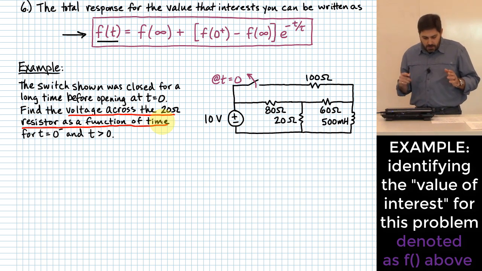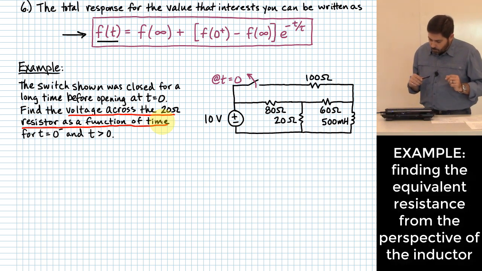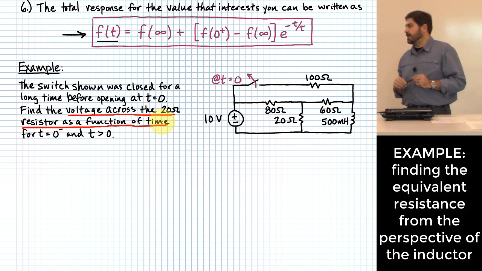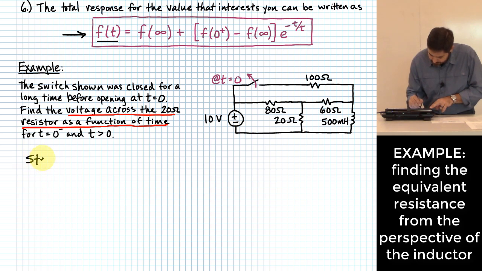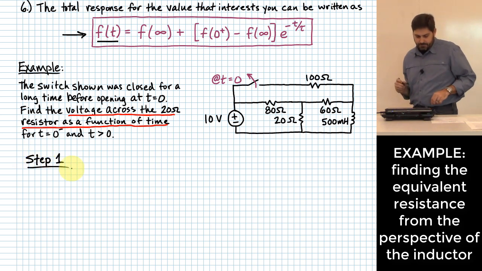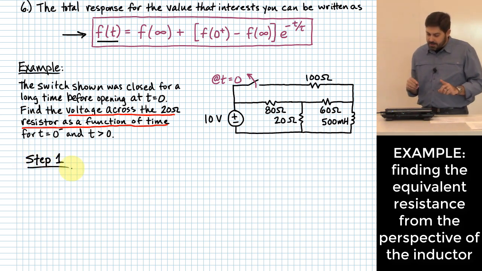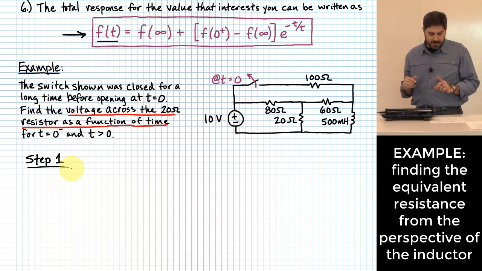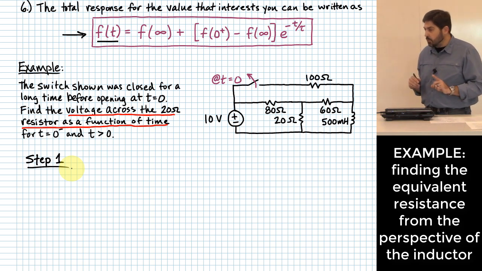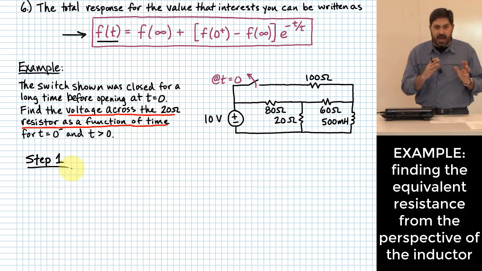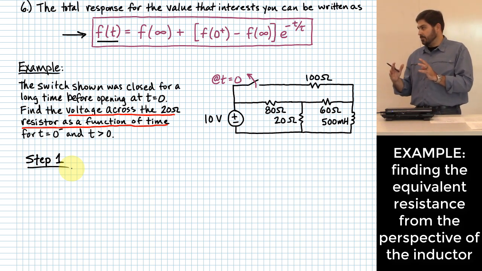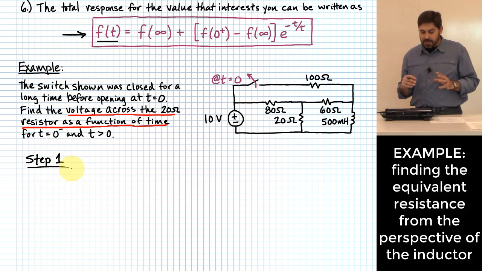Let's start with our steps. I gave you a set of steps, so let's start with doing those. What was step 1? Turn off all the independent sources. And we want to do this in the state after the change happened, so not before the switch flipped, but after.